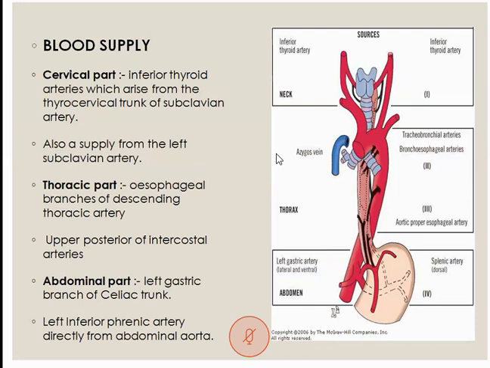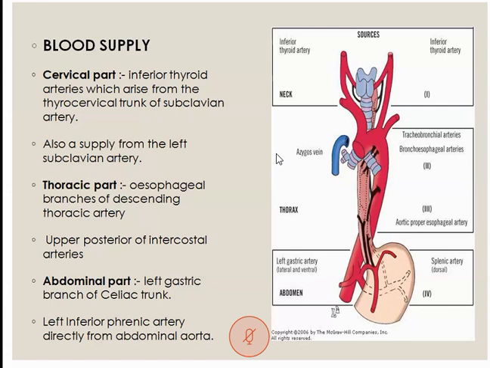What is the blood supply of this oesophagus? Coming to the cervical part, mainly the inferior thyroid arteries give the supply. Either they arise directly from the subclavian artery on the left side, or they may arise from the thyrocervical trunk of the subclavian artery. Mainly the inferior thyroid supplies the total cervical part of the oesophagus. Coming to the thoracic part, the oesophageal branches of the descending thoracic aorta and upper posterior intercostal arteries, these two will supply the thoracic part.